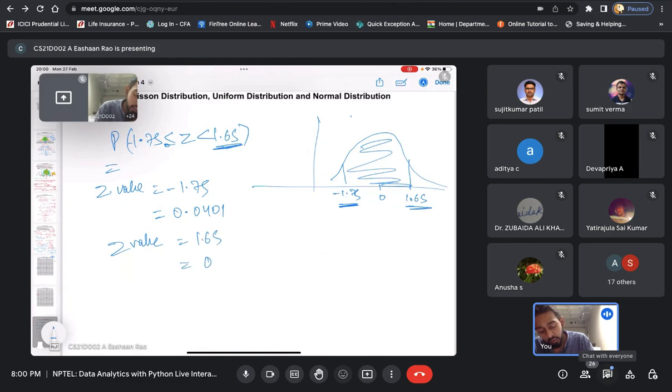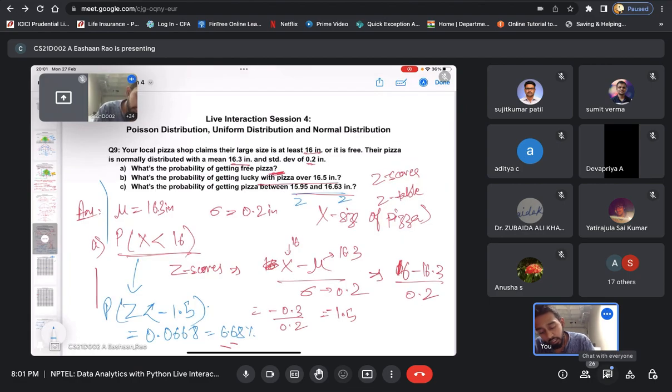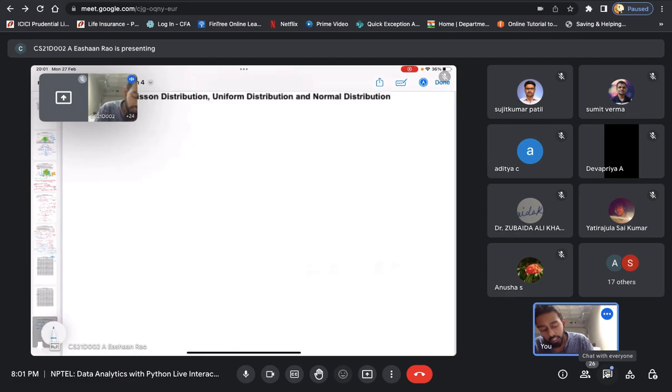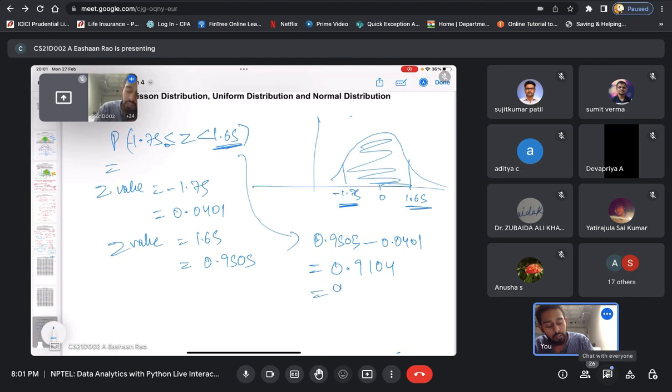So I write the z value of 1.65 is 0.9505. If I have to find the area under the curve, I can directly subtract these values. So it will be 0.9505 minus 0.0401. This is the probability that I am getting, so 0.9104. The question was, what is the probability of getting a pizza between 15.95 to 16.63 inches? It will be 0.9104, or 91.04 percent, that I will get a pizza in that range.